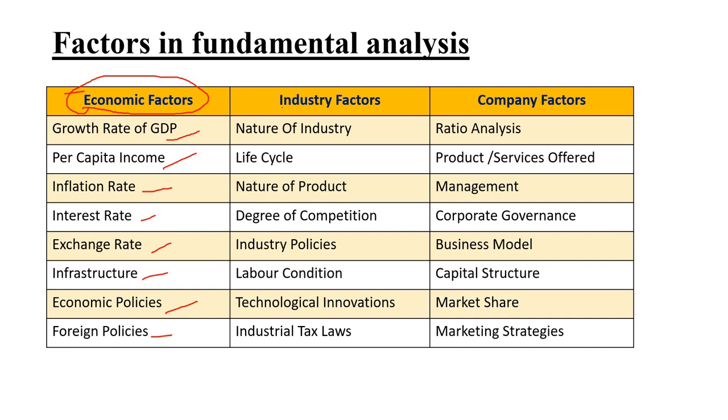Next, in industry analysis, the factors that affect are the nature of the industry, life cycle of the industry, nature of the product, degree of competition, industry policies, labor condition, technological innovations, industrial tax, and laws. These are the different factors which come under industry analysis.